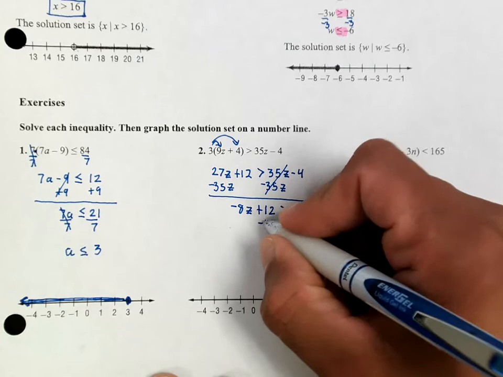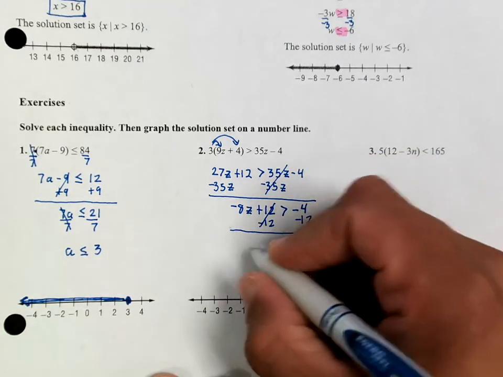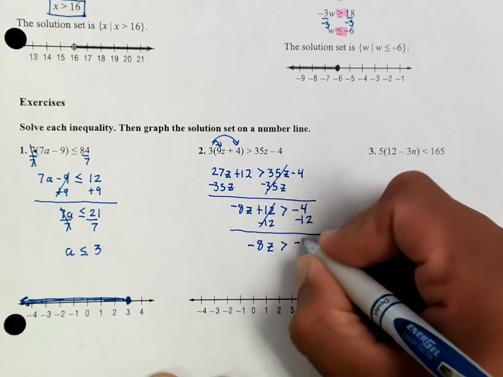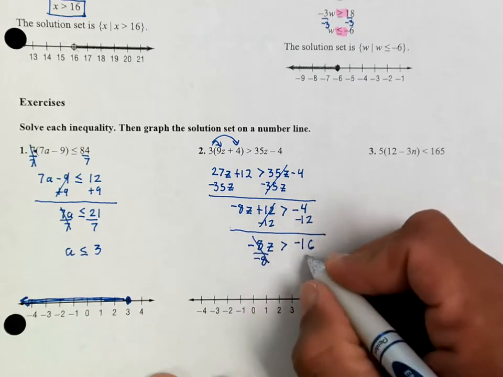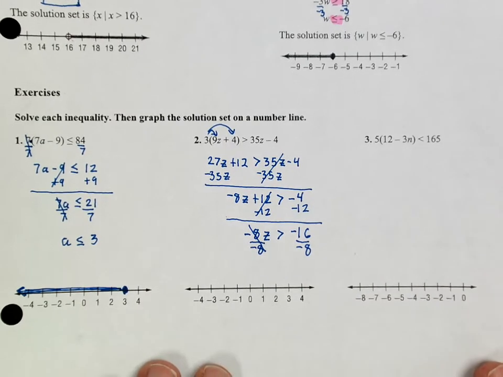I want to isolate the variable. So that's going to give me negative 8z is greater than negative 16. And then finally, I'm going to divide both sides by negative 8. Alright, I know I went through this one kind of fast, so if you need to rewatch it, just rewind, okay?